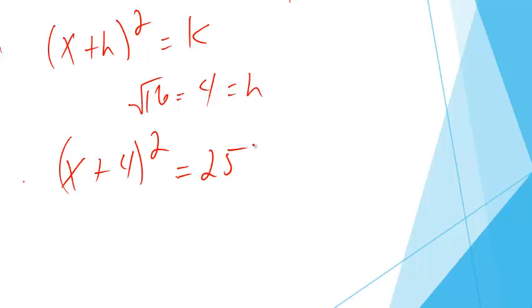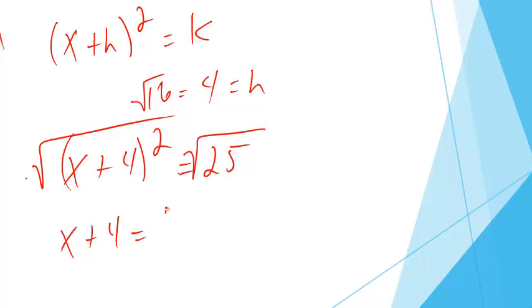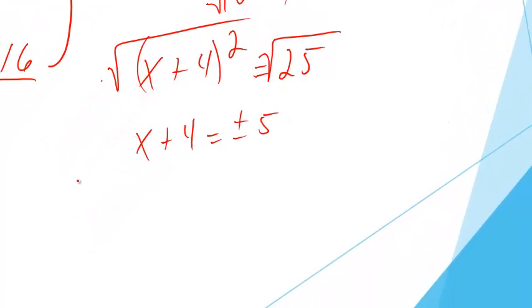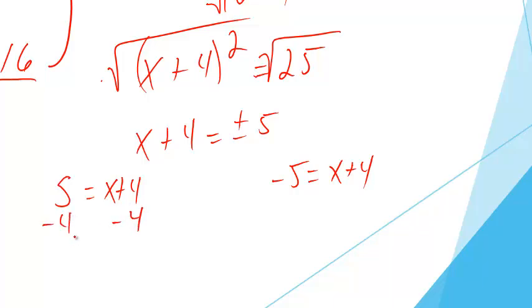So now we're going to have x plus 4 squared equals 25. And now we can solve. We can solve by taking the square root of both sides to get x plus 4 by itself. So we're going to have x plus 4 equals, the square root of 25 is plus or minus 5. So we're going to have 5 equals x plus 4, and negative 5 equals x plus 4. To get x by itself, subtract 4 from both sides. So one solution will be 1, 0, and the other will be negative 9, 0.